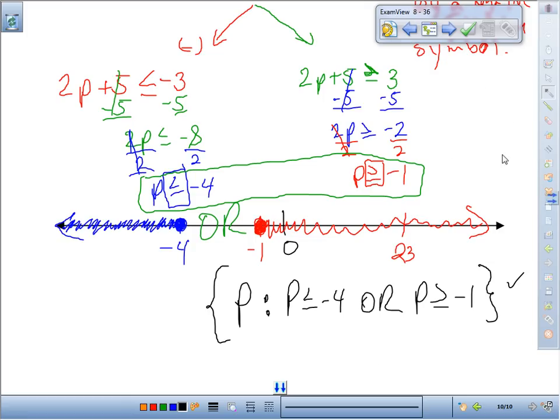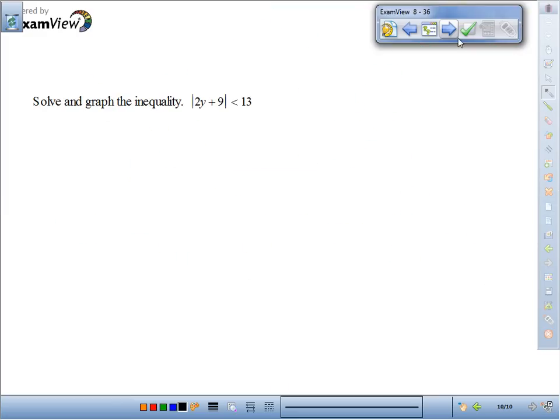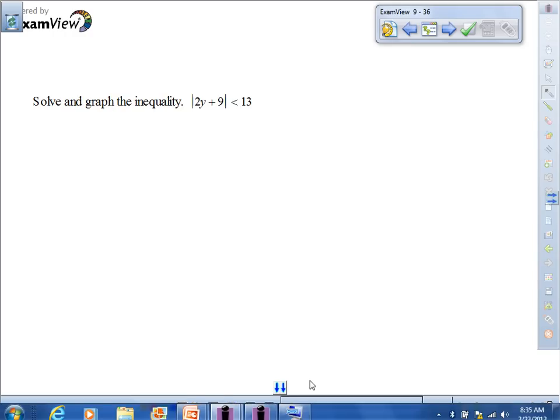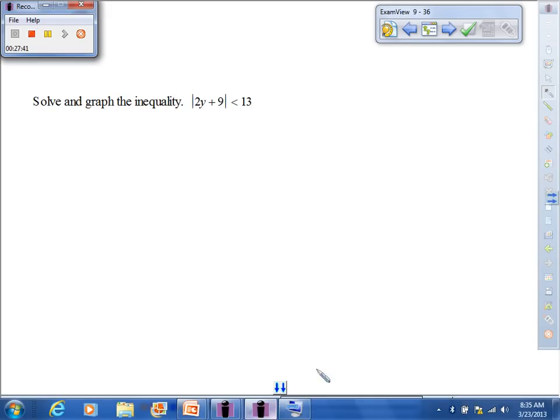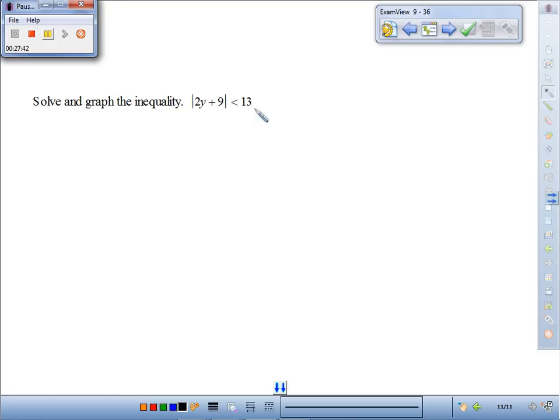Number 9. Number 9, solve and graph the inequality. Oops, this looks familiar, right? See if you can do that one by yourself, please. Go. All right, here we go.